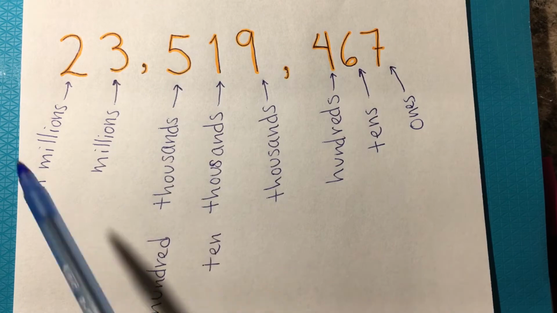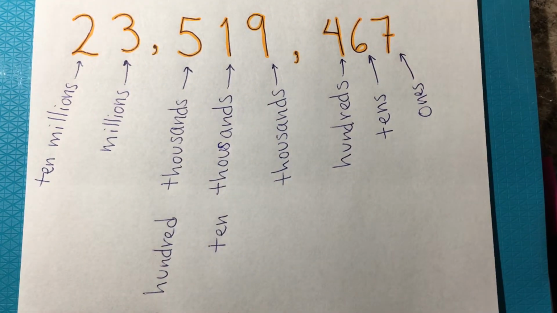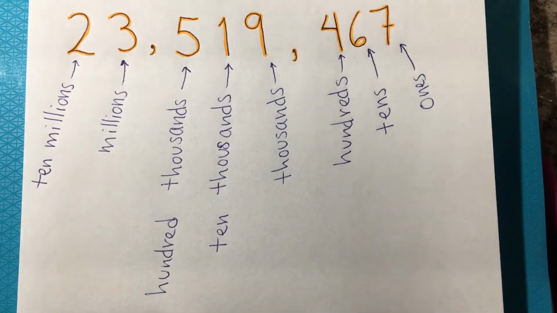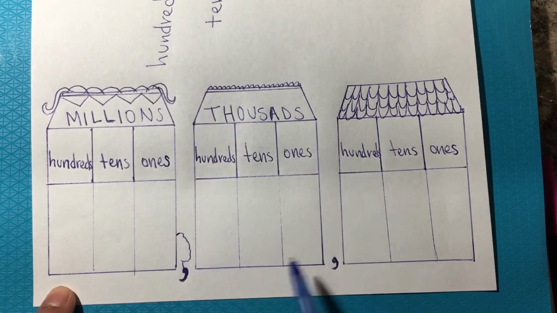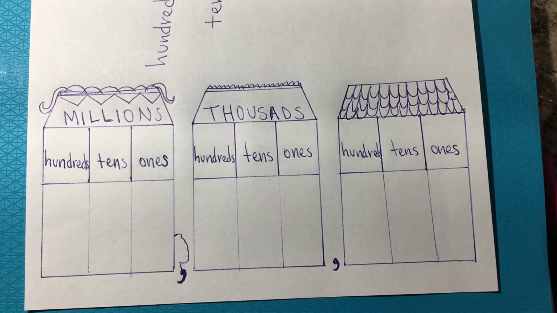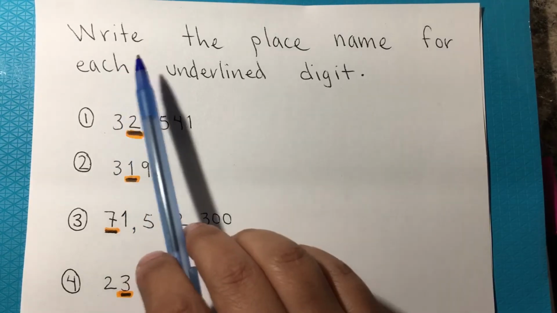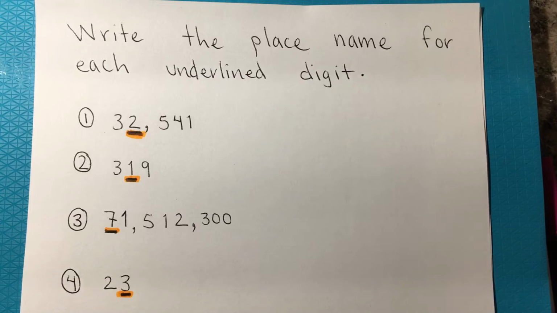I recommend that you write this in a flashcard so that you can have it available and do the activity as we go. Also, we'll be placing those numbers in the next lesson in our place value house so that we can learn how to read and how to write numbers that are big. In here it says, write the place name for each underlined digit, and it just refers to the place value.